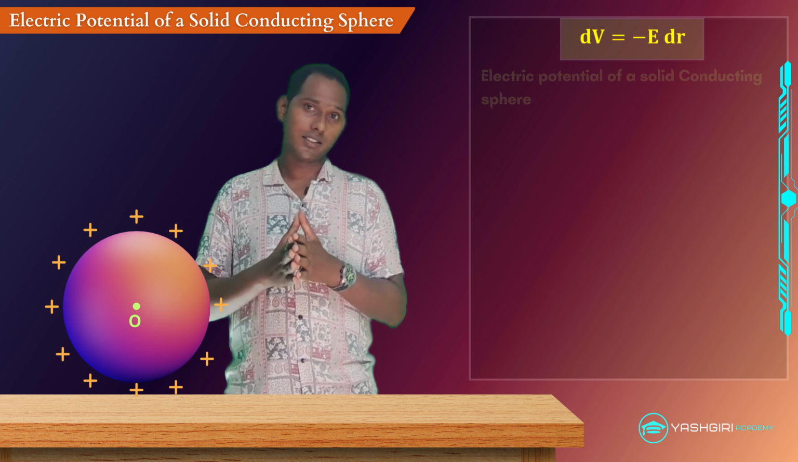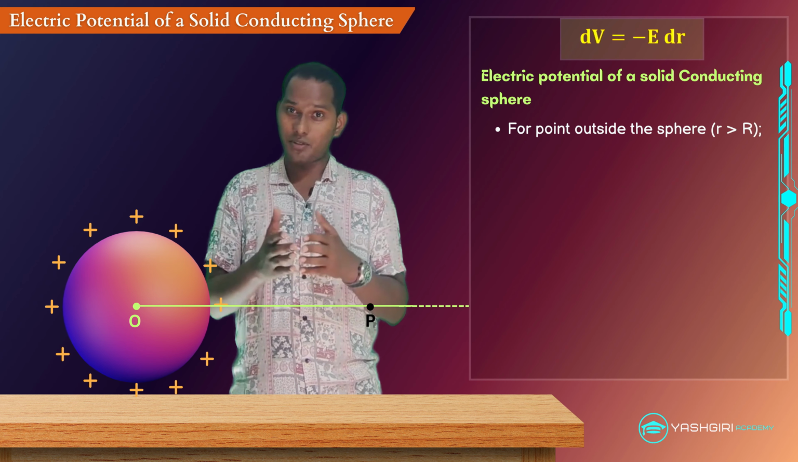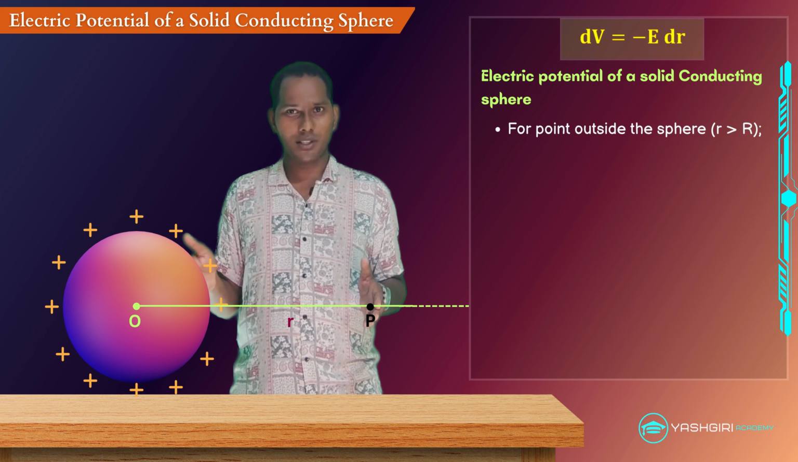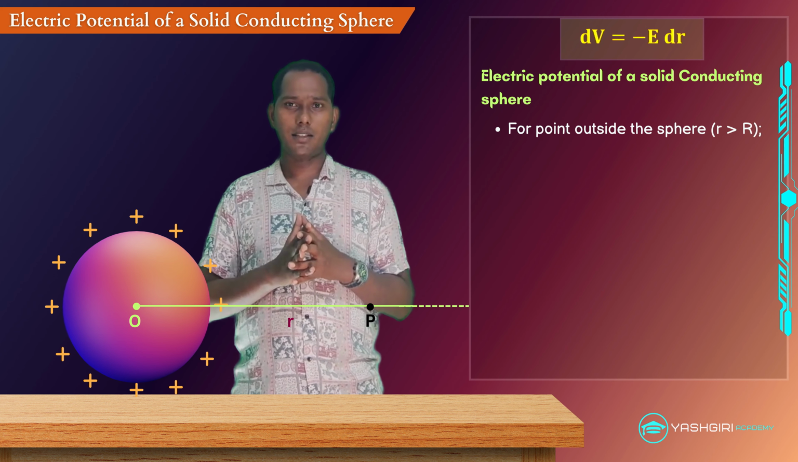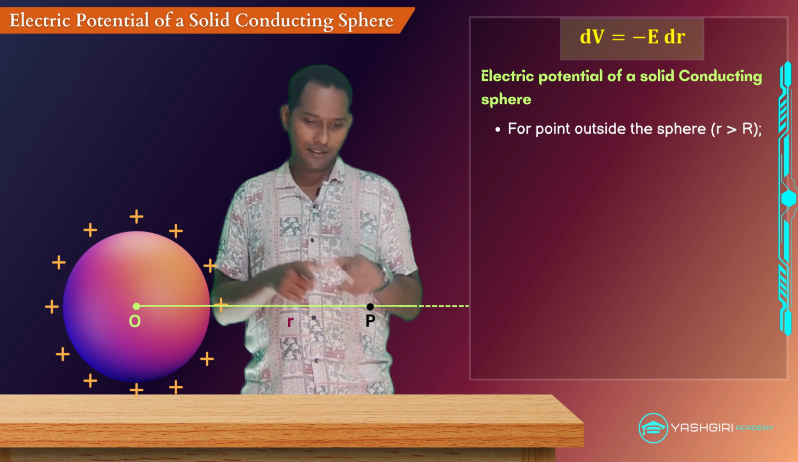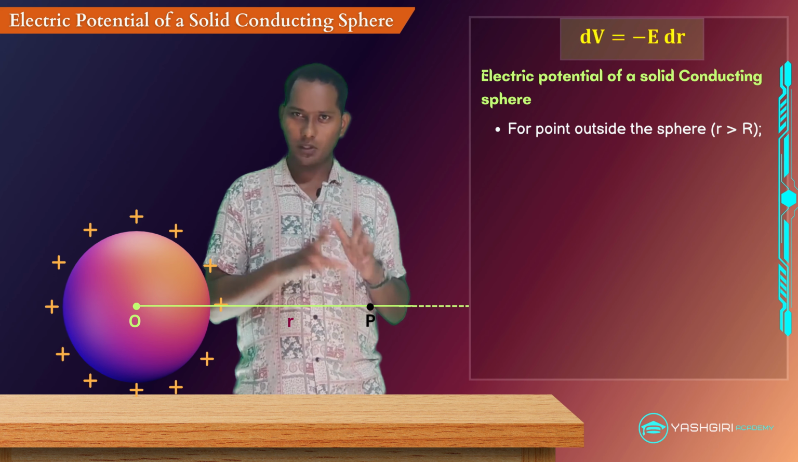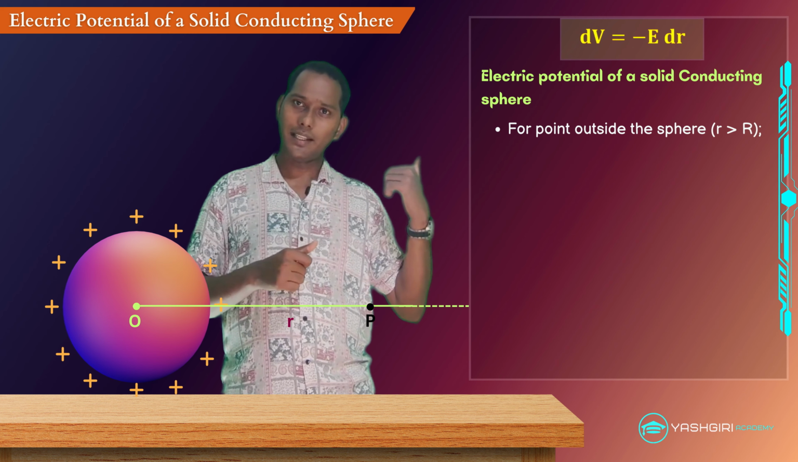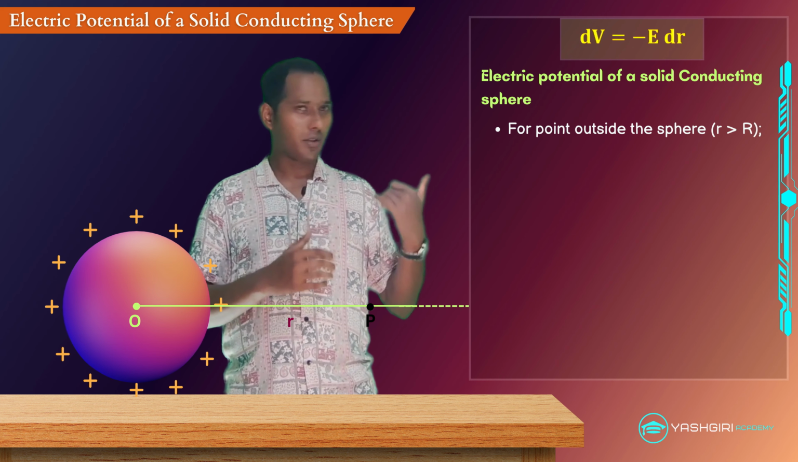So let us start. Let's consider a point P to be at some distance r from the center of the solid conducting sphere. And students, if you see what we know here, we know the electric field at this particular point P. We already know that, right? So we will be taking the integration of this relation.